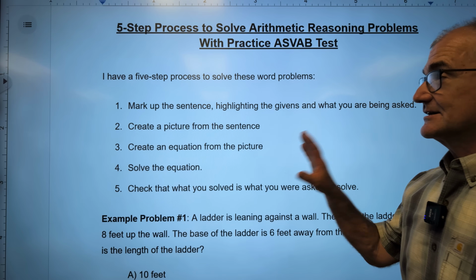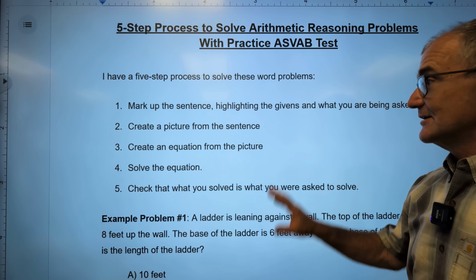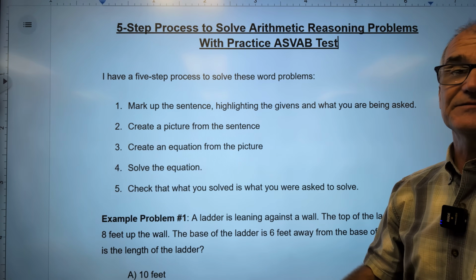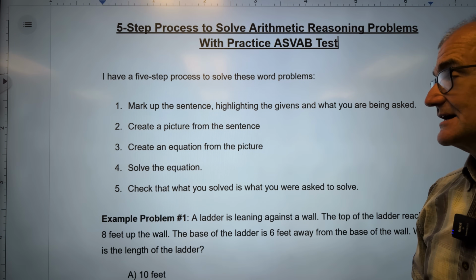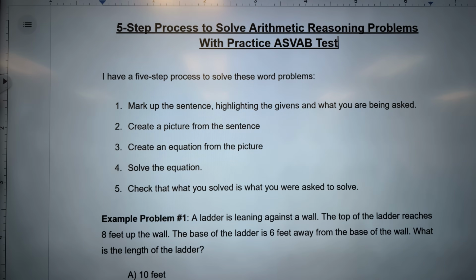So what I have here is I'm going to go over my 5-step process. I have 2 example problems where I'm going to apply this process, and then a 15-problem practice test. So with that said, pull that paper and pencil out, and let's get started.